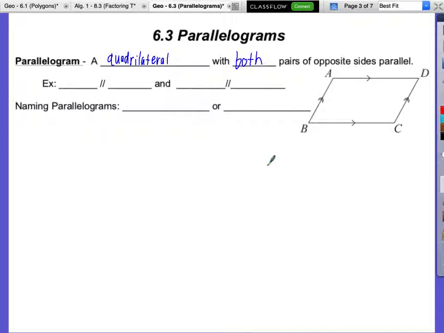Here, side AB would be parallel to side what? DC. And somebody else give me another pair of parallel sides here, Kaylee. Side AD is parallel to side BC as well. Now, AB isn't parallel to BC, is it? No, they intersect. They're marked with two arrows on AB and DC, and only one arrow on BC and AD.